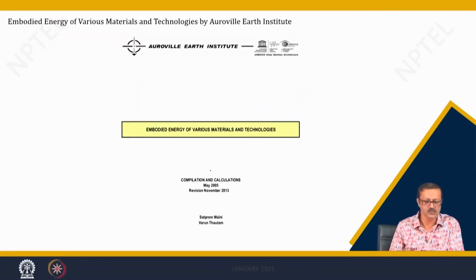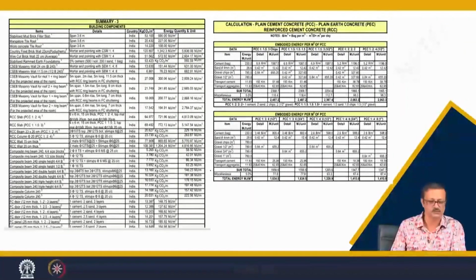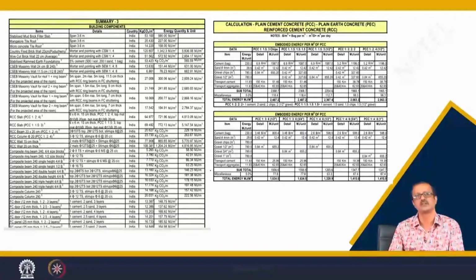So, we can actually take those data from a wonderful publication made by the Earth Institute, Auroville. They have listed down the various materials that are predominantly used in the Indian construction industry, and at the end of this particular booklet they have also mentioned the calculation method. I sincerely request you all to please go through that.